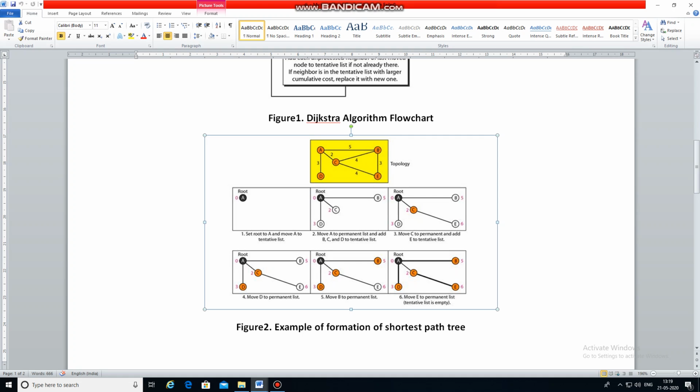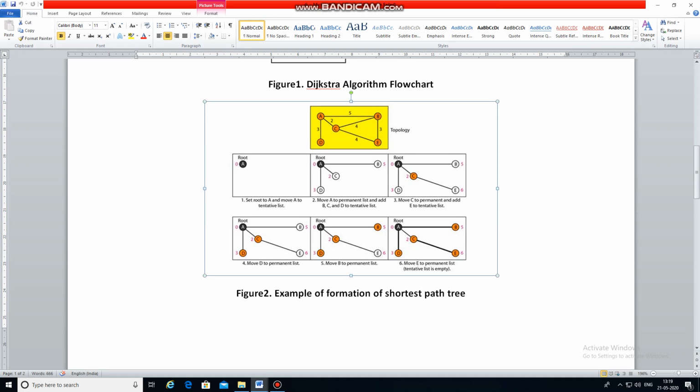Similarly, if you keep taking this example and we select A as the root node, right? The root node is nothing but the source node from which we are finding the paths to all the different nodes in the network, right? And that path is nothing but the shortest path, right?